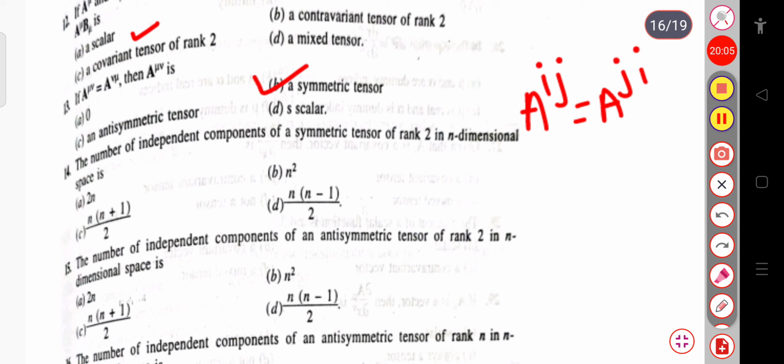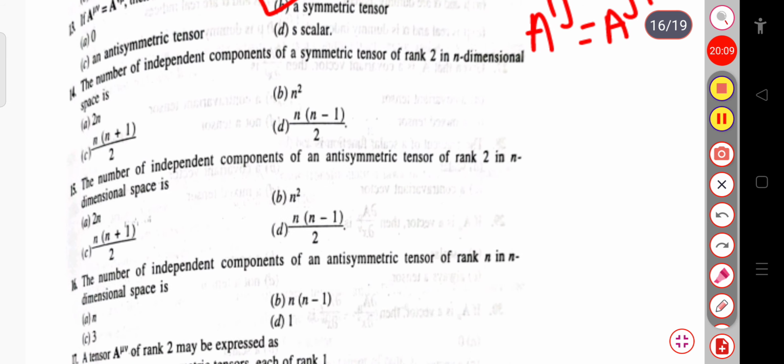Now the next is the number of independent components of a symmetric tensor of rank 2 in n-dimensional space. For the symmetric, this will be n into n plus 1 by 2, and for the antisymmetric this will be n into n minus 1 by 2.